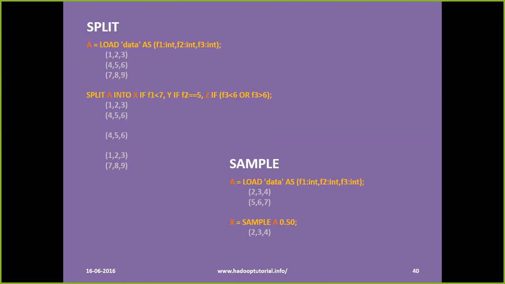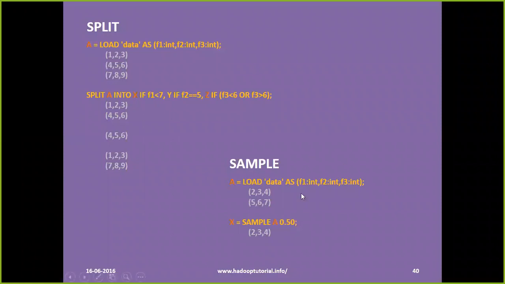I have a relation A here, and split A into X if F1 less than 7. All records whose first field is less than 7 will come into the X relation, and all that match F2 equal to 5 will come into Y. And Z if F3 is greater than or equal to 6.